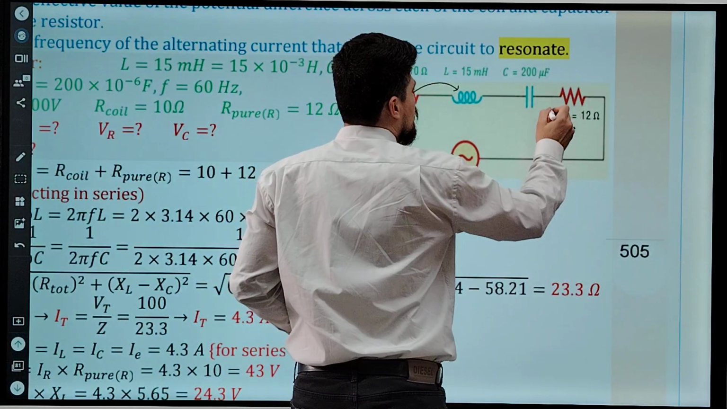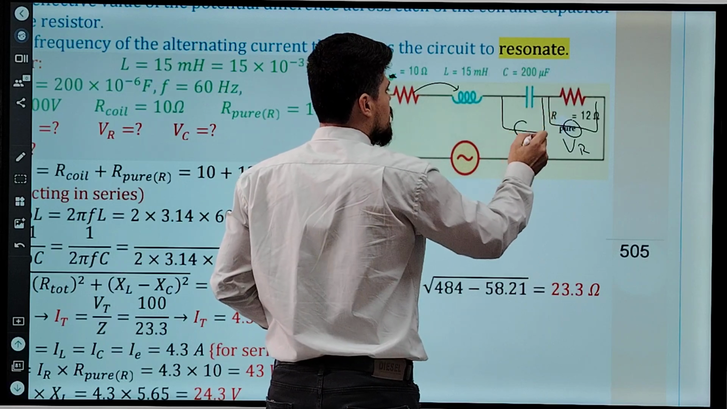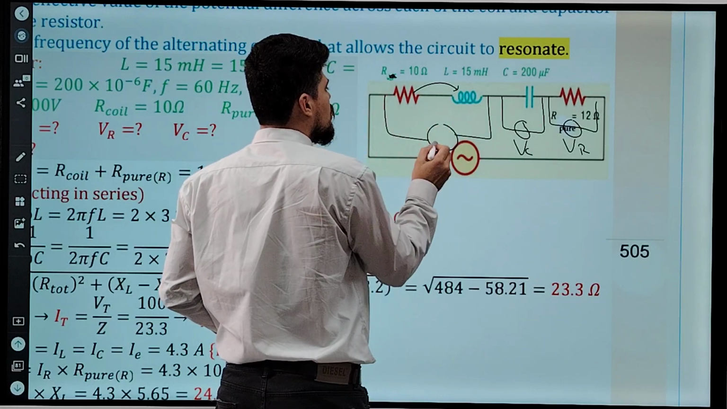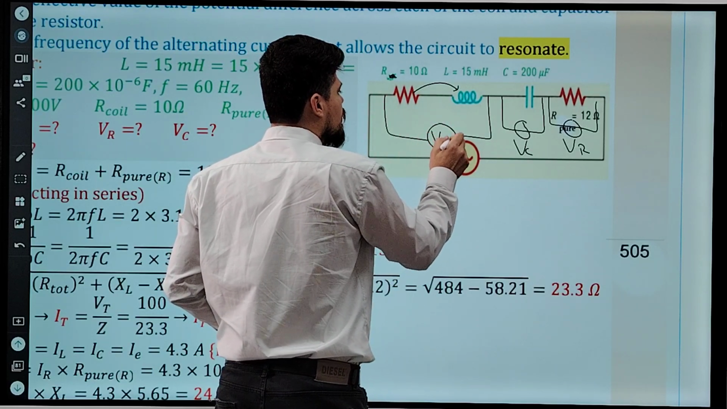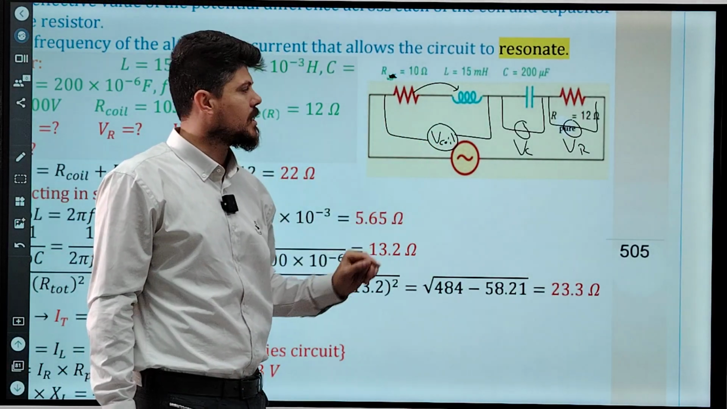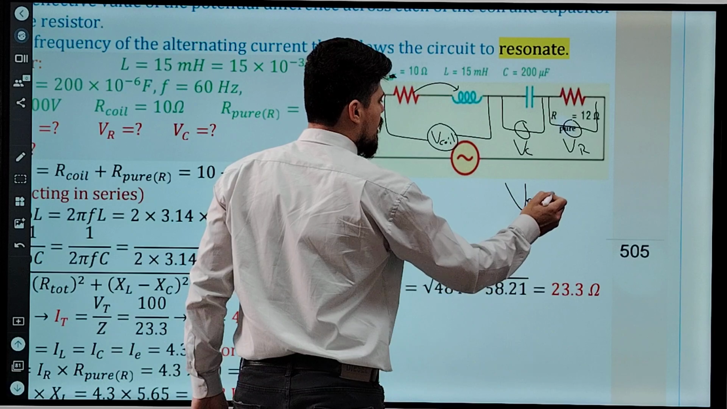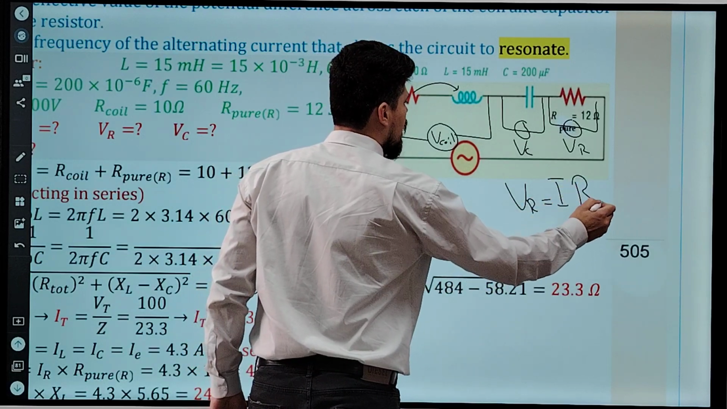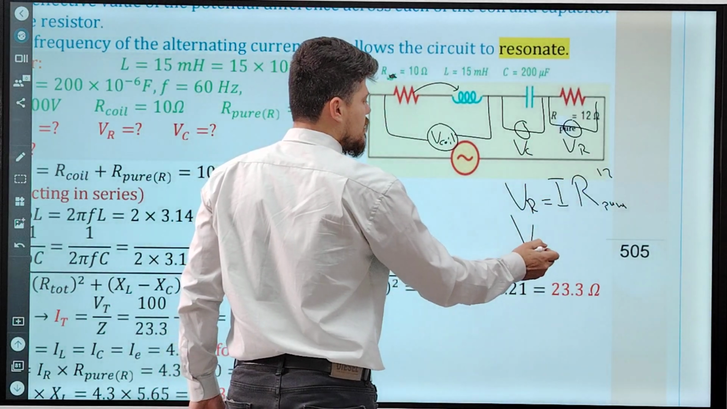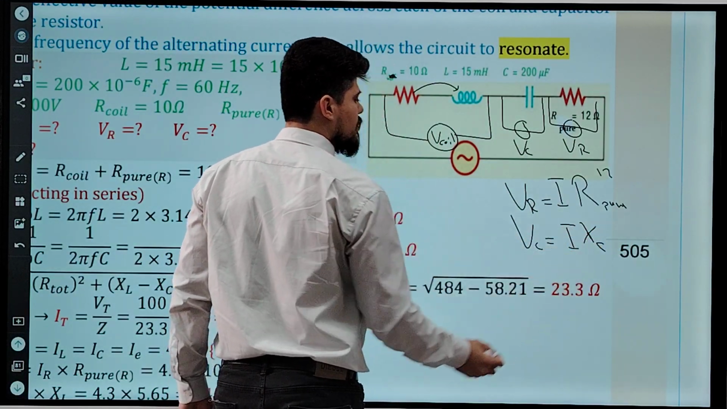Okay. Do we have potential difference across the resistance? Yes, V sub R. Potential difference across capacitance VC, and potential difference across the coil, V coil. Is the coil pure? No, the coil is not a pure coil, not pure inductance. It has resistance. How can you calculate VR? VR is equal to I R. Which R? Pure resistance, 12 ohm. How can you calculate VC? Potential difference across capacitance is equal to I XC, according to Ohm's law.